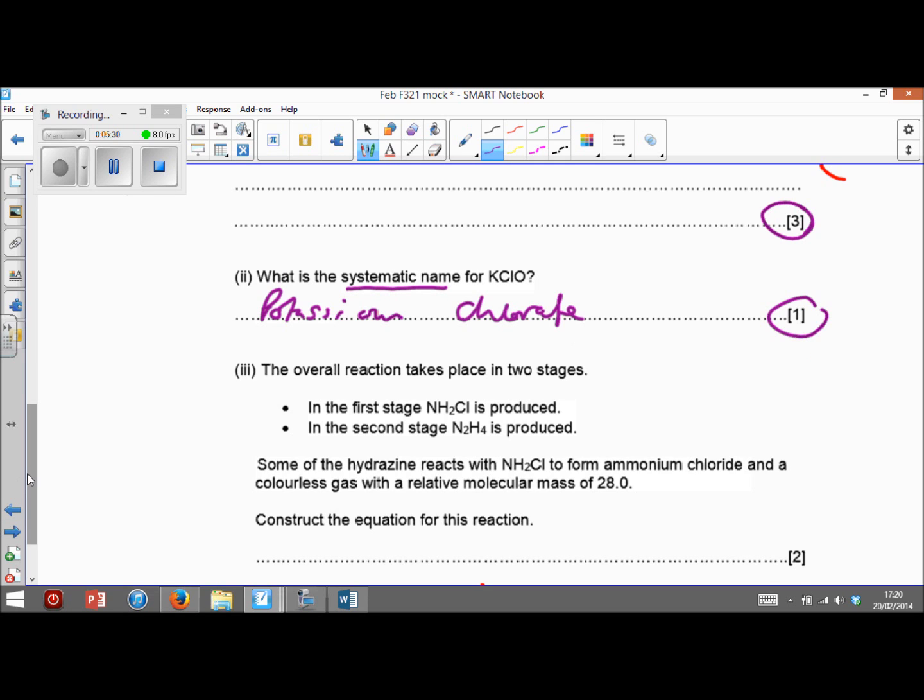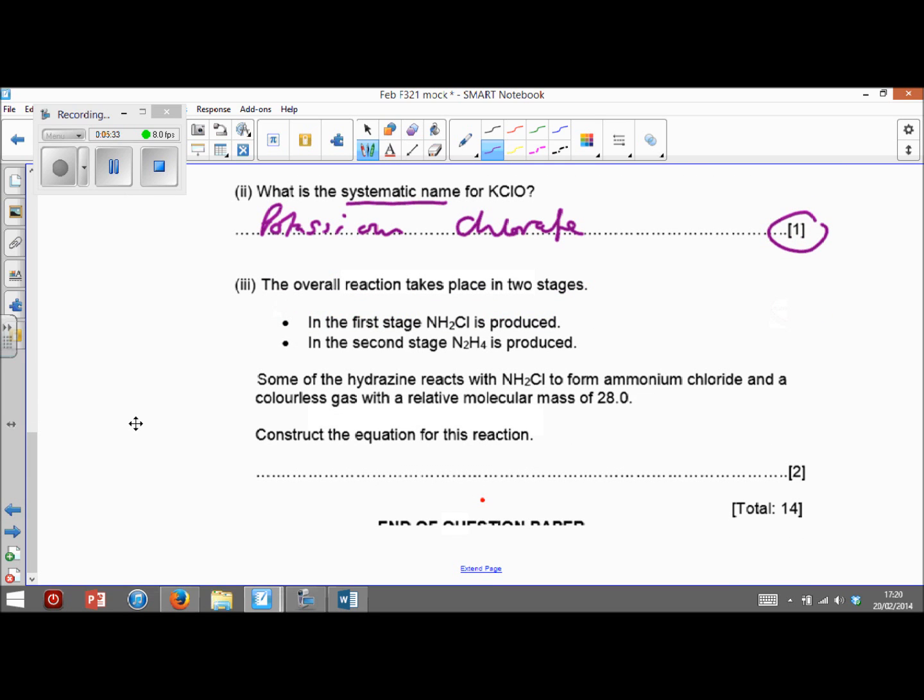Okay. Last but not least, the overall reaction takes place in 2 stages. In the first stage NH2Cl is produced, and in the second stage, N2H4 is produced. Some of the hydrazine reacts with NH2Cl to form ammonium chloride and a colourless gas with a relative molecular mass of 28. Construct an equation for this reaction. So it's telling you that hydrazine is reacting. So you know what the formula for hydrazine is. N2H4. Okay.